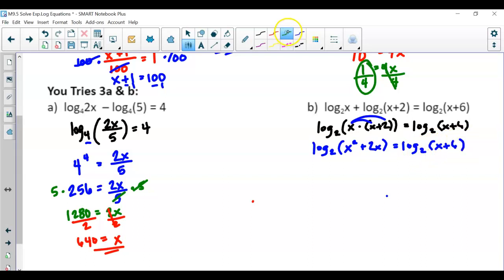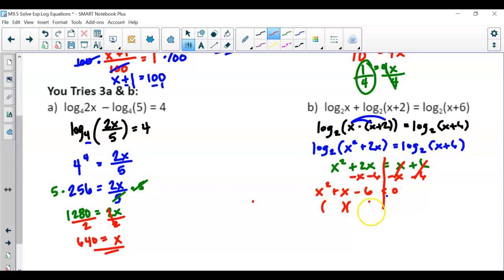Now, notice we do have the two logs, and they have the same base equal to each other. So this is the same as solving x squared plus 2x, which is equal to x plus 6. And so now notice we are solving a quadratic, and quadratics have to equal 0. So I'm going to subtract x and subtract 6. And so now the quadratic we need to factor here is x squared. Combine like terms, 2x minus x is 1x, or just x, minus 6.